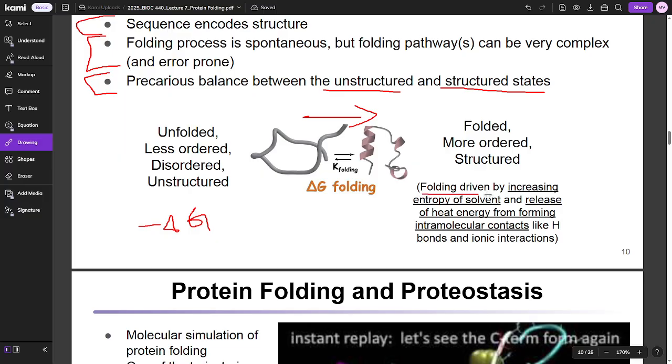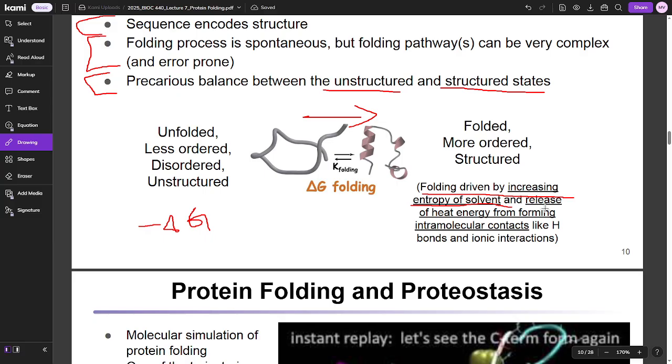So the folding is driven by the increasing entropy of solvent and water, and also the release of heat from forming these intramolecular interactions. So if you form H bonds, ionic interactions, covalent bonds, right, you actually release heat when you do them because those are favorable to do, right? Bonding is favorable, generally speaking. In this case, it's also entropically favorable, right?